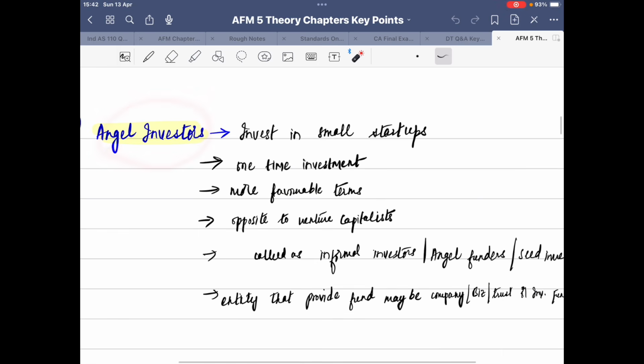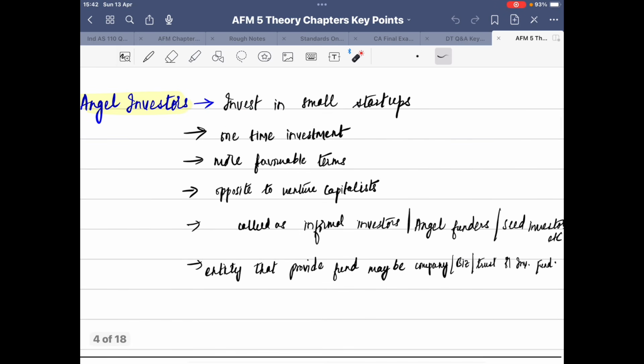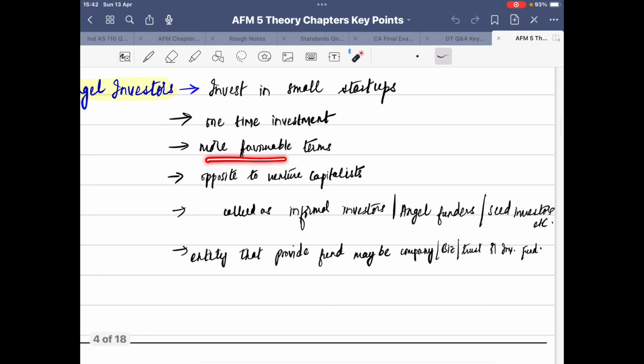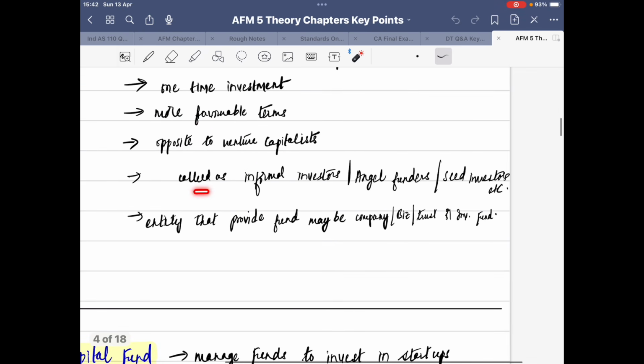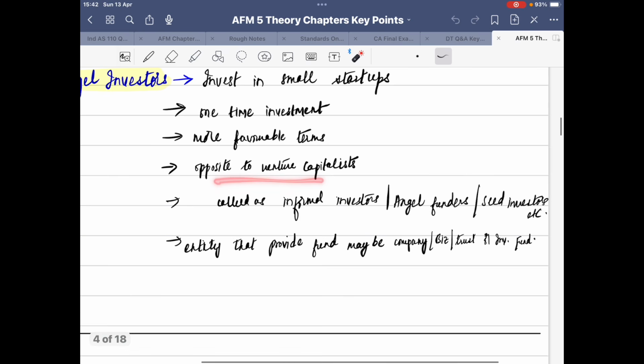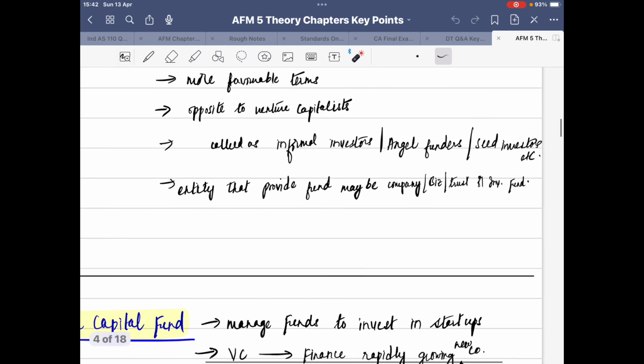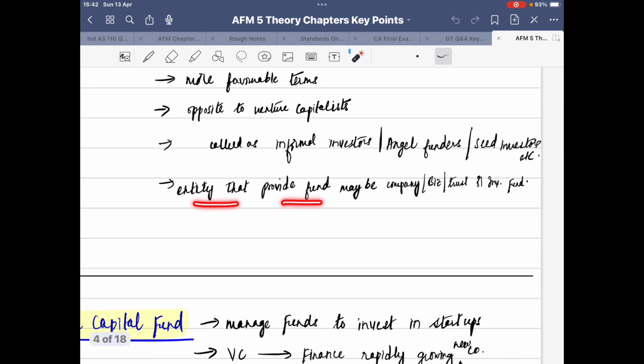Angel investors: invest in small startups, one-time investment, more favorable terms. It is opposite to venture capitalist, and angel investors are also called as informal investors, angel funders, seed investors, etc. Entity that provide fund may be company, business, trust or investment fund.